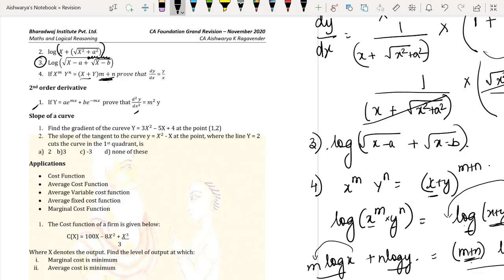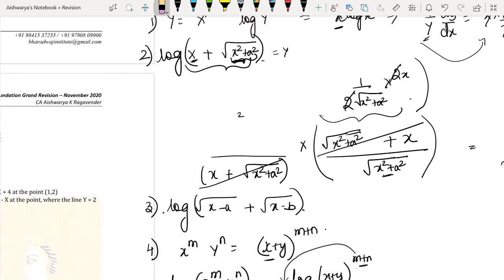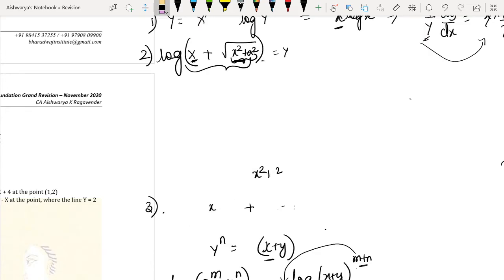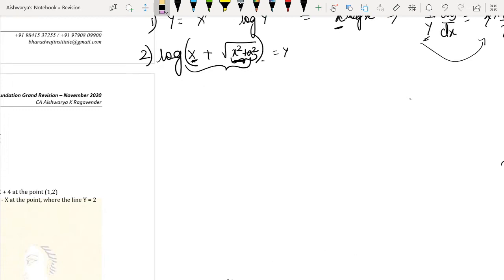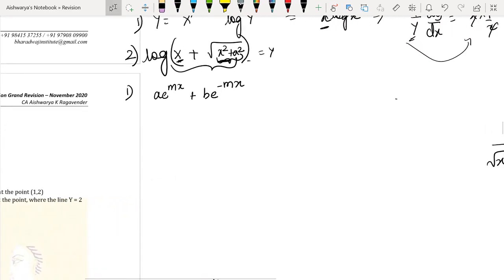You're going to find d square y by dx square. So let me just erase all this. Second order derivative, in the first question, a e power mx plus b e power minus mx. This is very important for us to note. You are going to say this is equal to y, otherwise you can't find dy by dx. So your first order derivative is dy by dx.